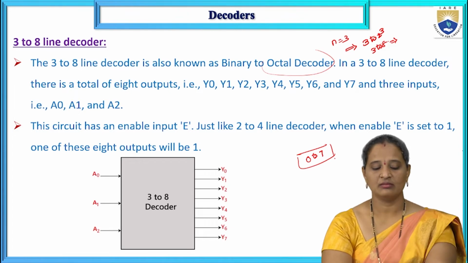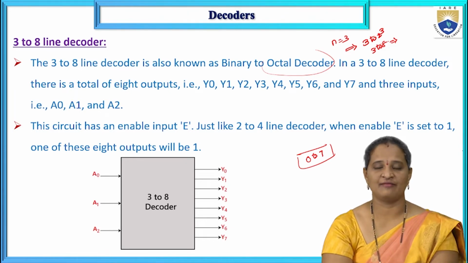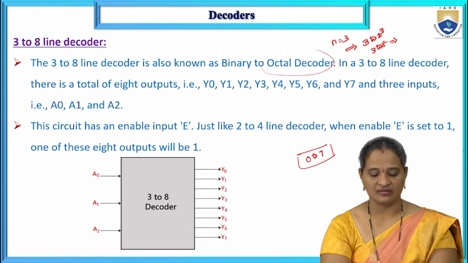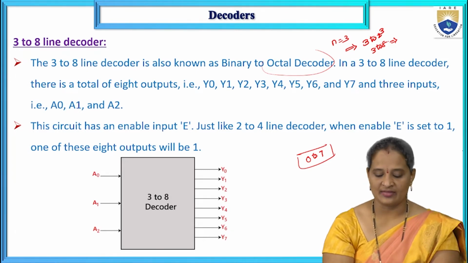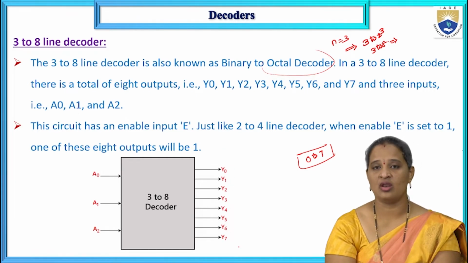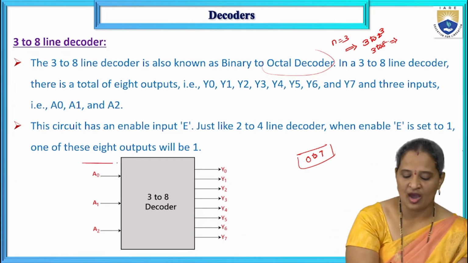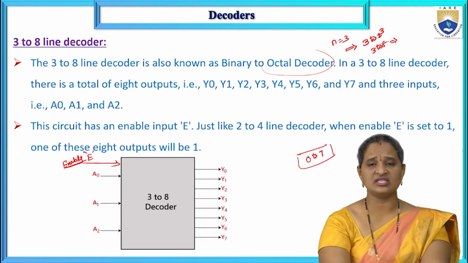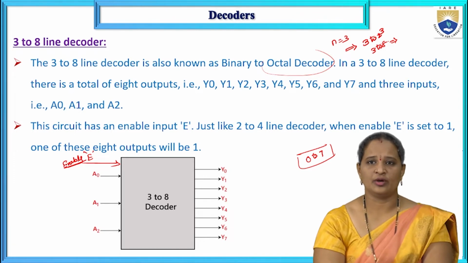So that means a 3 to 8 line decoder will have 3 input lines and 8 output lines. The 3 input lines are represented with A0, A1, A2, and the 8 output lines are represented with Y0, Y1, Y2, Y3, and so on, up to Y7. And anyhow, we'll have the enable input E. So this is the 3 to 8 decoder.